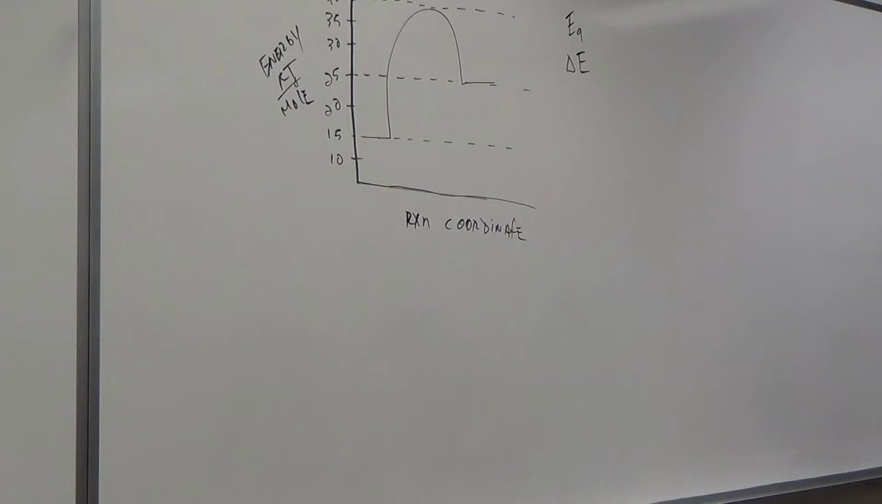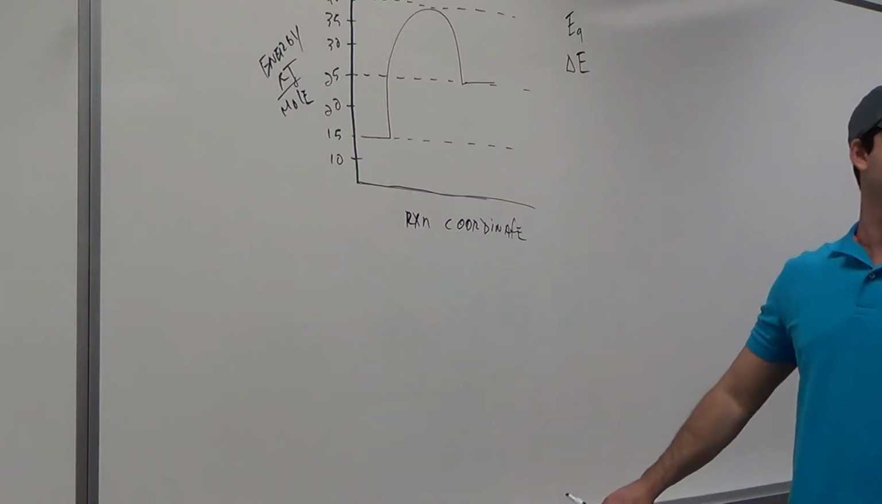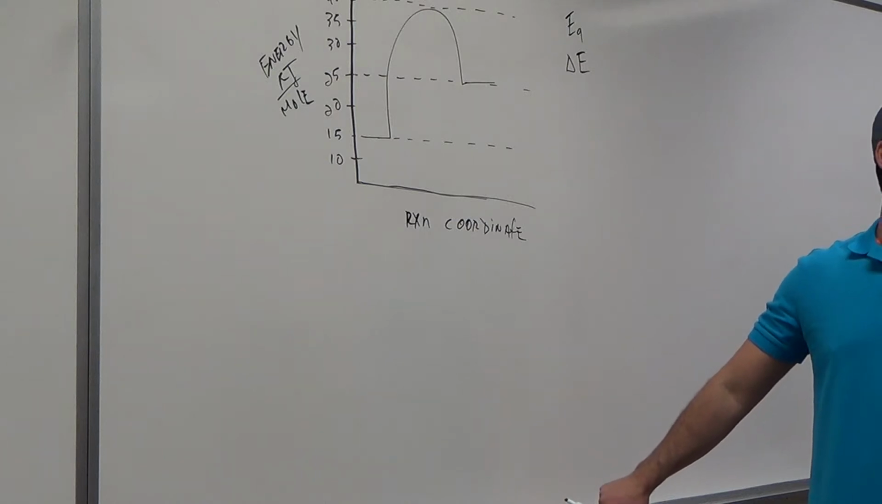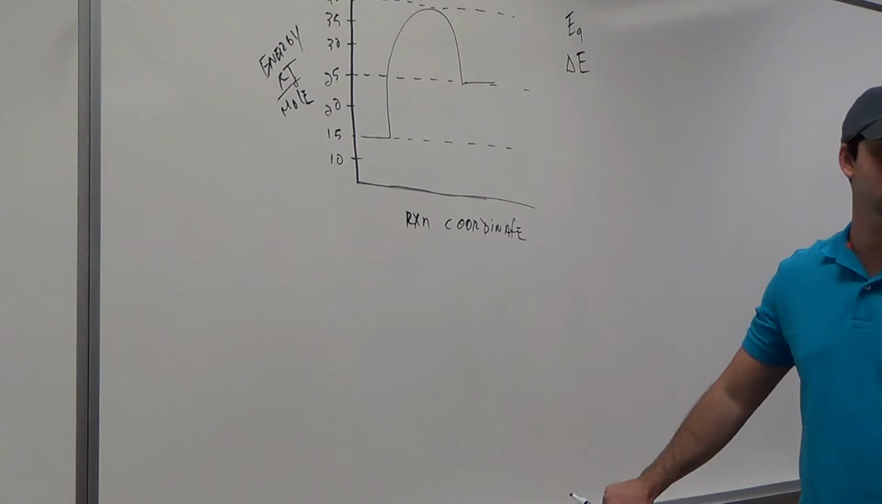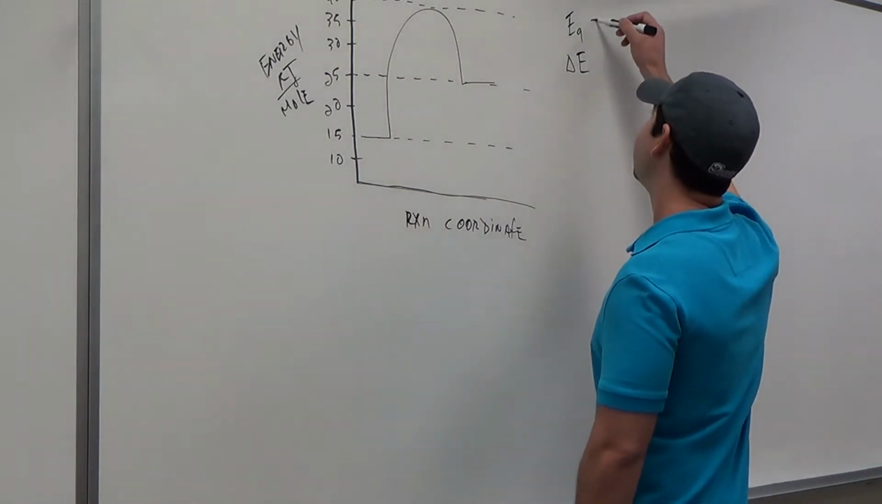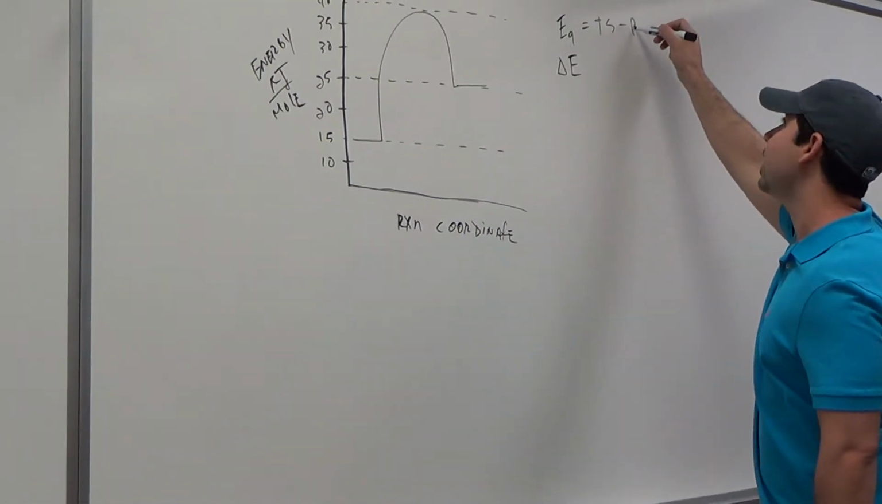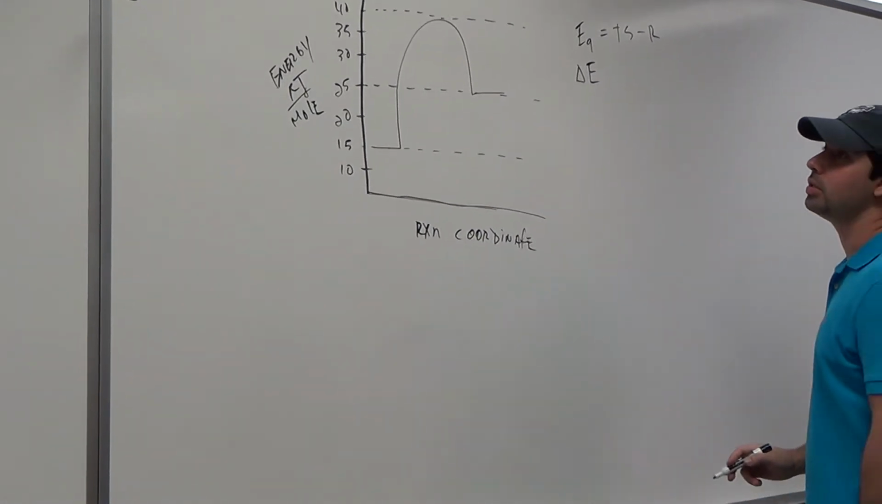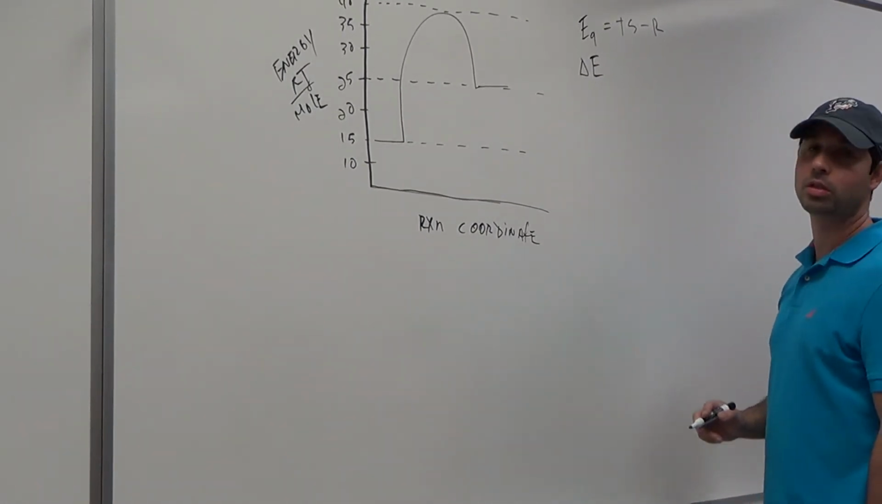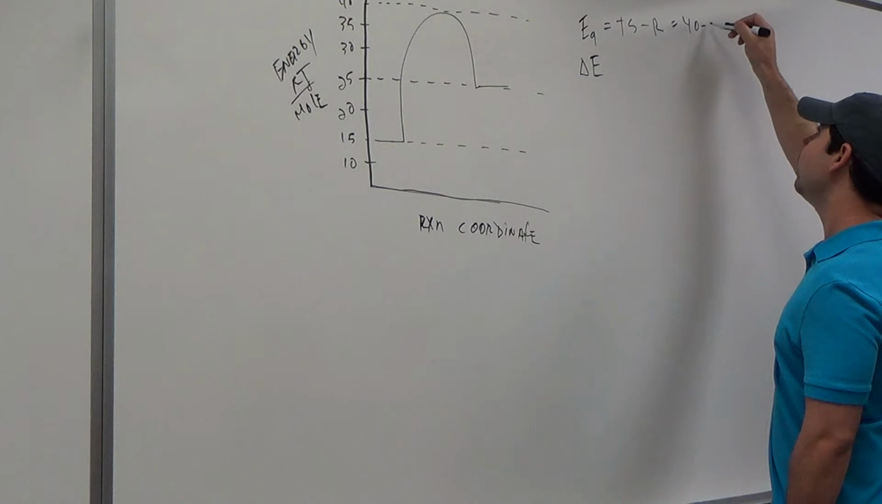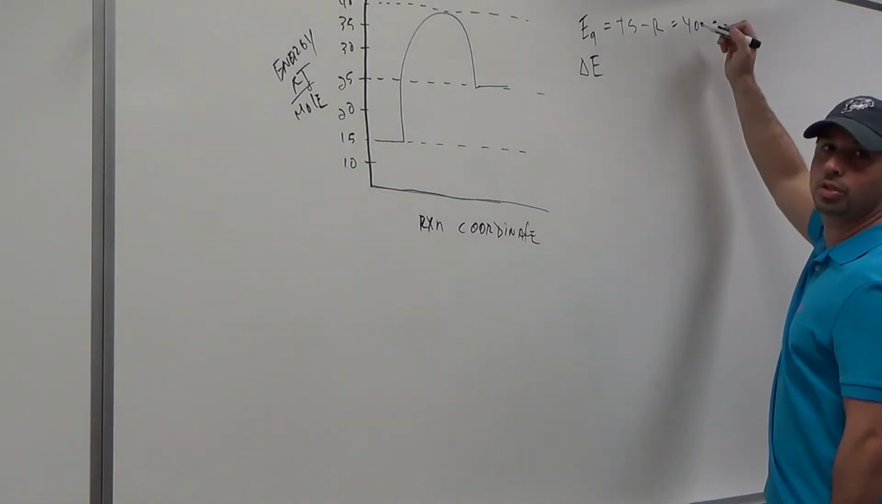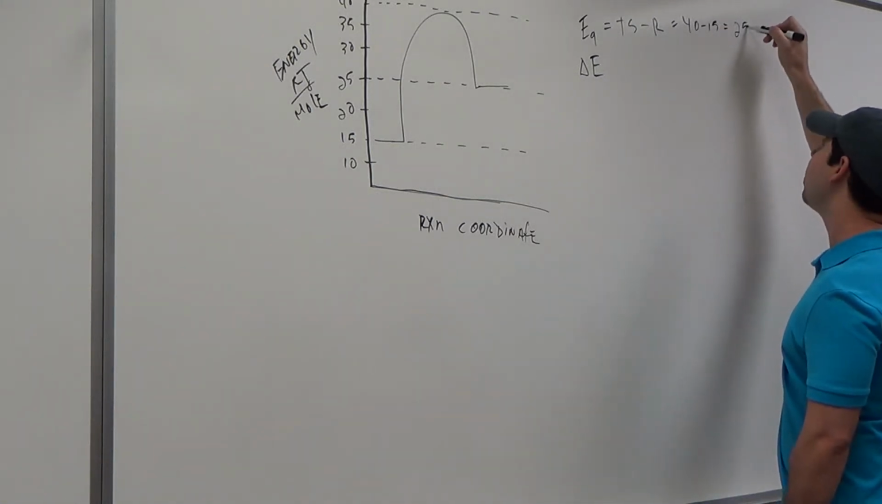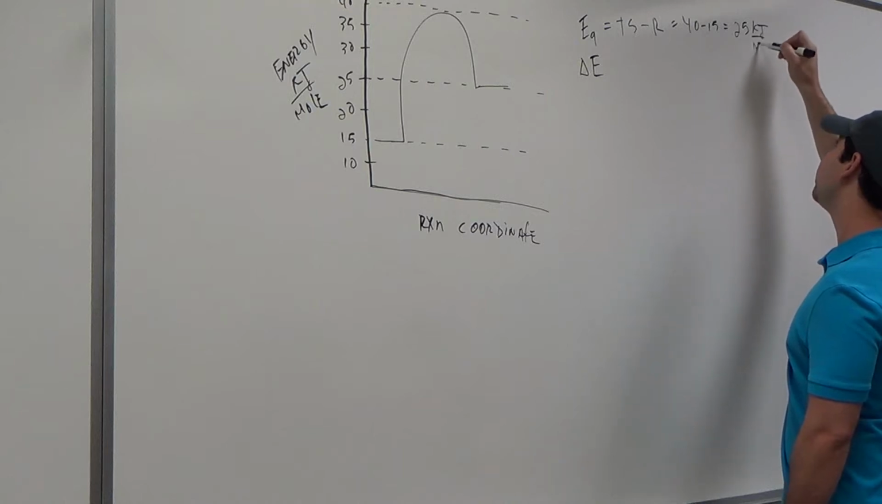All right. So what is energy of activation? The difference between the transition state and the reactants. Transition state minus reactants. What's this number here in this case? 40 minus 15, which is 25 what? Kilojoules per mole.